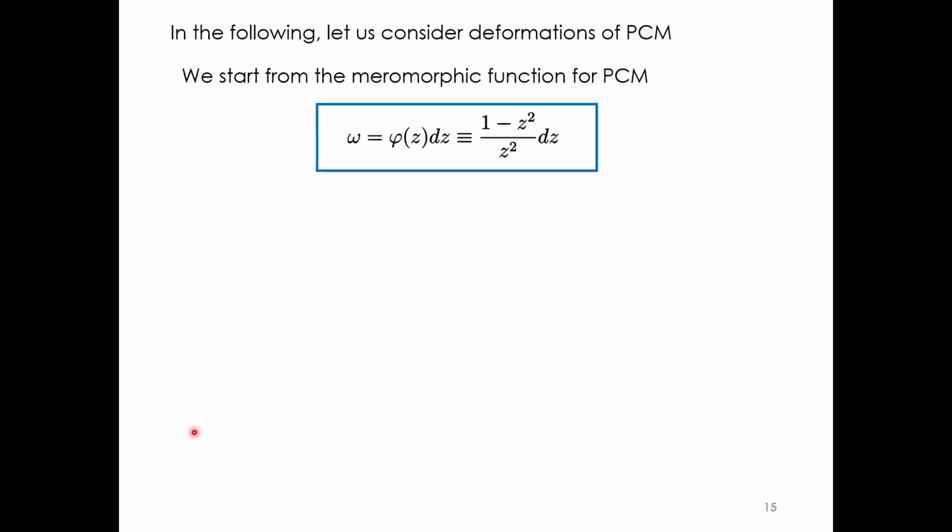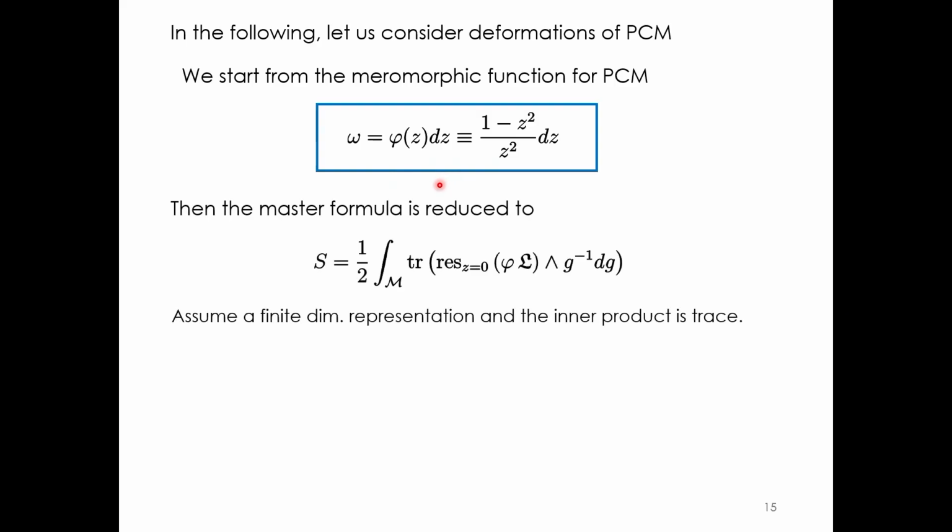Okay, so then, in the following, let's consider the deformations of the principal chiral model again. So we start from this meromorphic function again. But for simplicity, capital K is set to 1 and the small k is set to 0. So we will not include the Wess-Zumino term in the following. So now the meromorphic function is simplified a little bit, but basically it's the same.